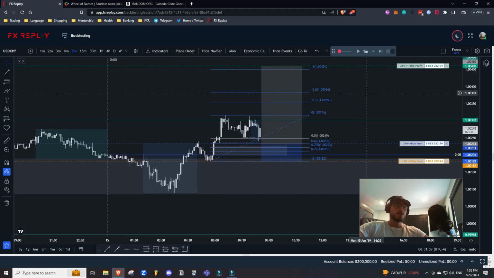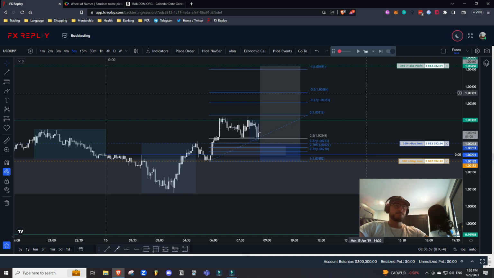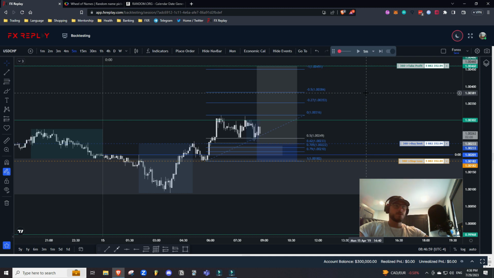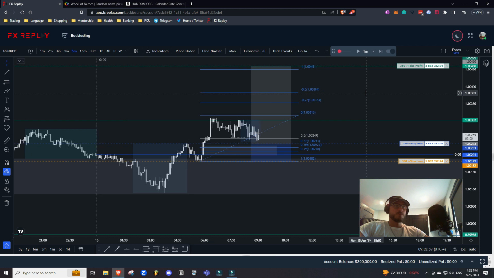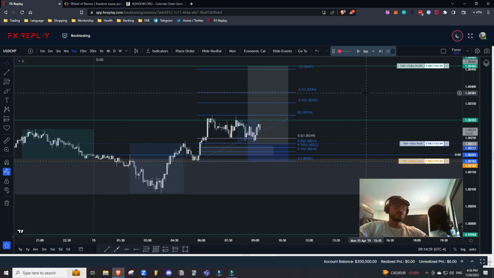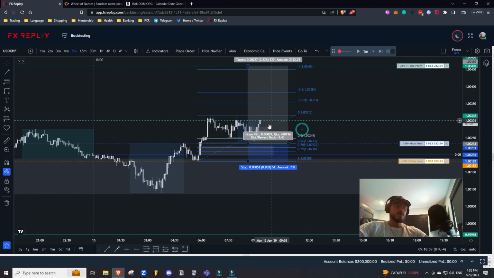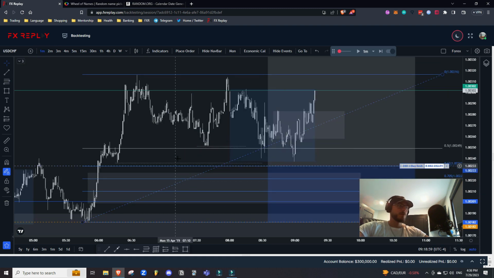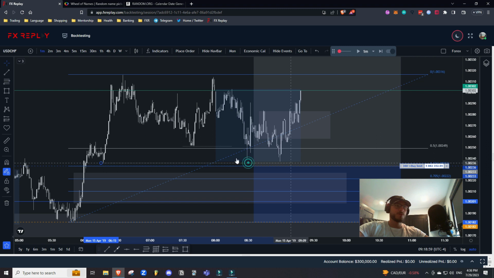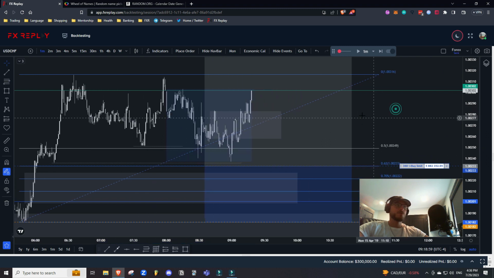So let's see. Let's see if we're going to get tagged. Doesn't look like it now. What ended up happening was we have this right here. Okay, that is being supported now. We literally just got front runned on that, and it did end up supporting this level here.